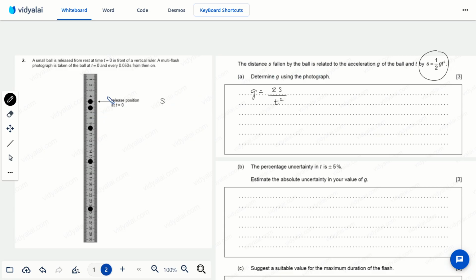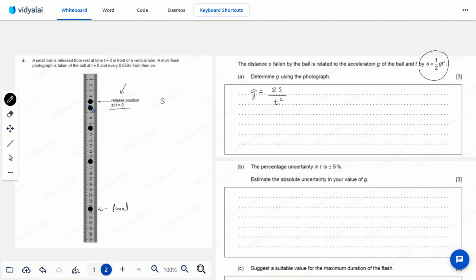To find that out, we need to mark 2 positions, the initial position and the final position through which the ball is falling. We can take the initial position to be the release position at time equal to 0. The final position can be any one of these 4 instances. So I'm going to take this as my final position, the last one.